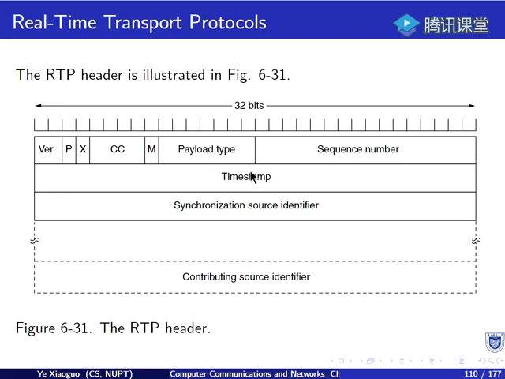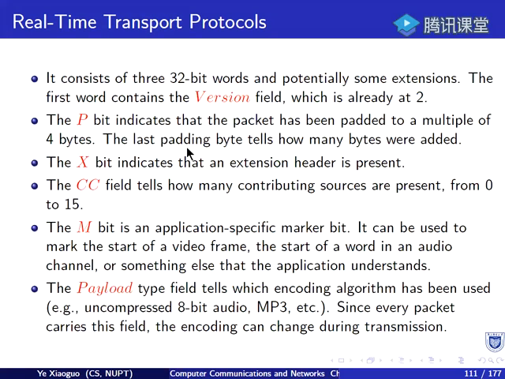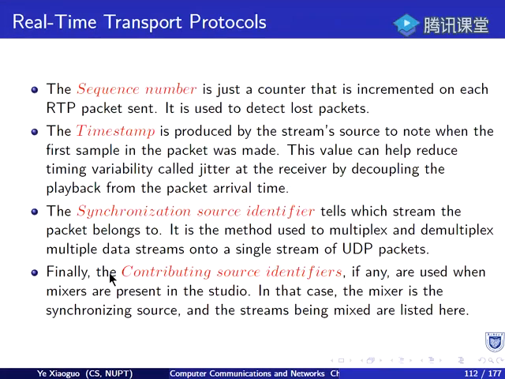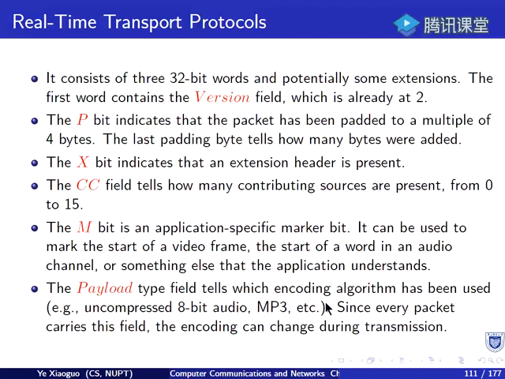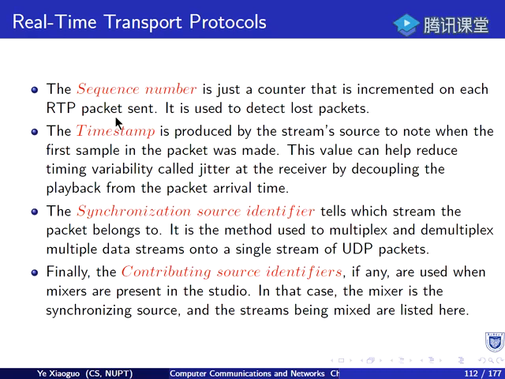Then the payload type. The payload type field tells which encoding algorithm has been used, for example, uncompressed 8-bit audio, MP3, etc. Since every packet carries this field, the encoding can change during transmission. Then the other fields we will not introduce in detail.